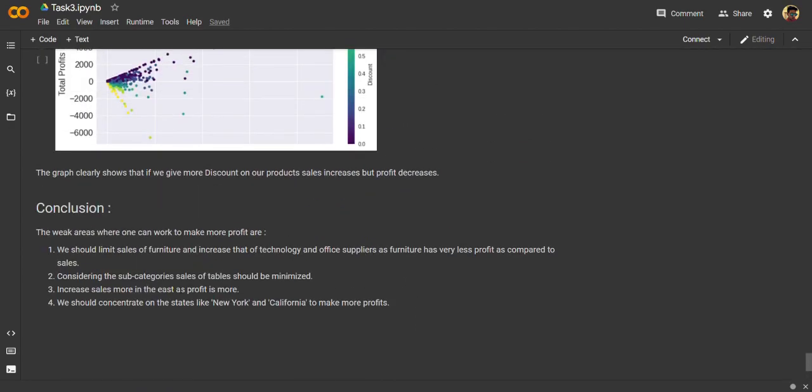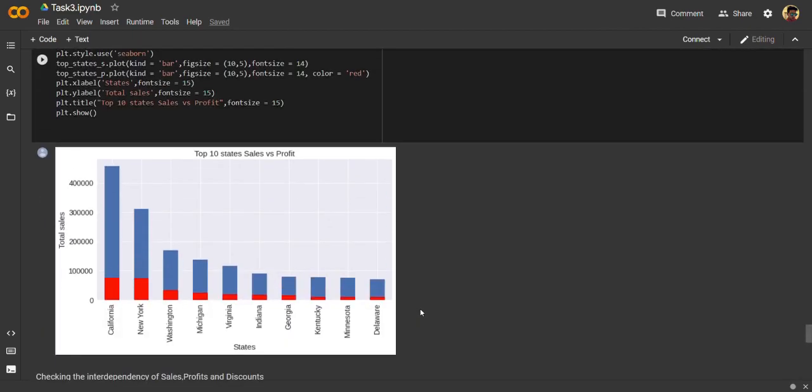And fourth, we should concentrate on states like New York and California to make more profit. As I said, Delaware was also one, but since there are not many sales, one can focus more on California and New York. If the sales increase, the profit increases, and maybe in future we can cut back on any two states and increase sales in these two states. Washington can also be focused on, but since California has the highest and New York is at par, one can focus on California and New York.